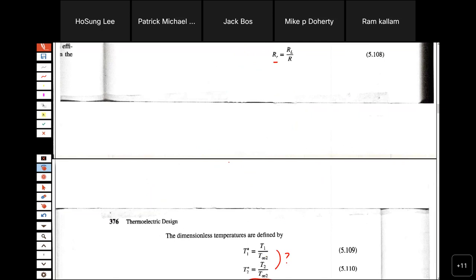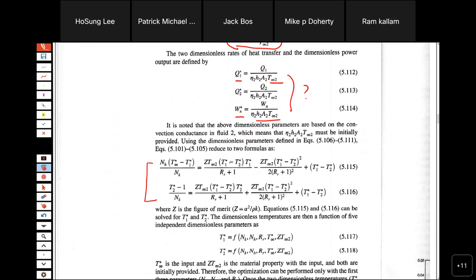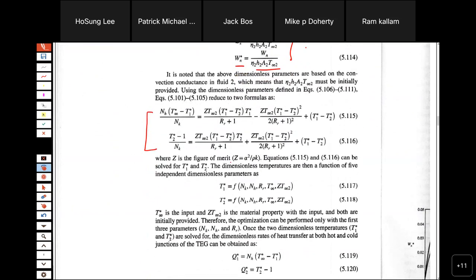I think it's not difficult to understand, right? Just the two equations and the unknowns T1, T2 is a function of five dimensionless numbers: K and H, R of R, T infinity, and GT. GT is a property.